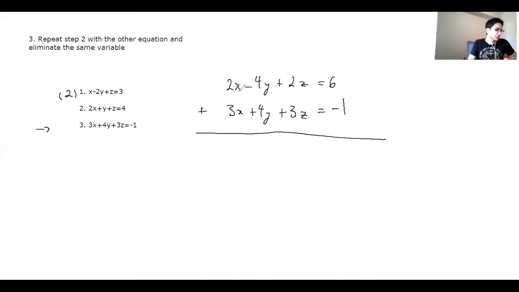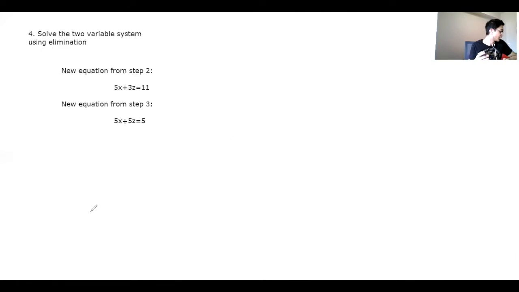And let's try that. So 2x plus 3x, that's just 5x. Of course, the negative 4y and positive 4y cancel out. And then I have 2z plus 3z, that's 5z. And then 6 minus 1 is just 5. So that's the second equation I have found. And now we can move on to step 4, which is to solve the two variable system using elimination.